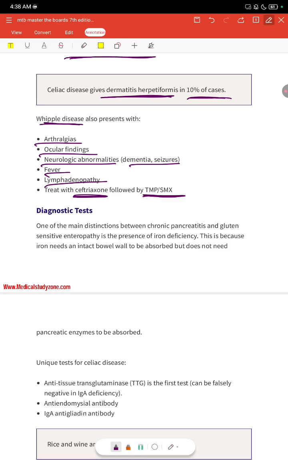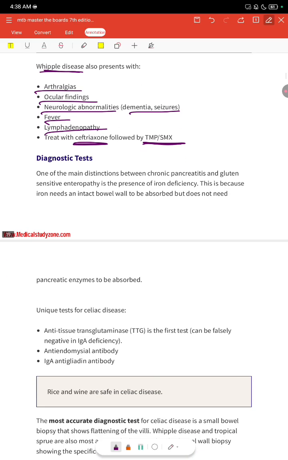Okay, so diagnostic tests. One of the main distinctions between chronic pancreatitis and gluten sensitive enteropathy is the presence of iron deficiency. This is a very important point. This is because iron needs an intact bowel wall to be absorbed but does not need pancreatic enzymes to be absorbed.